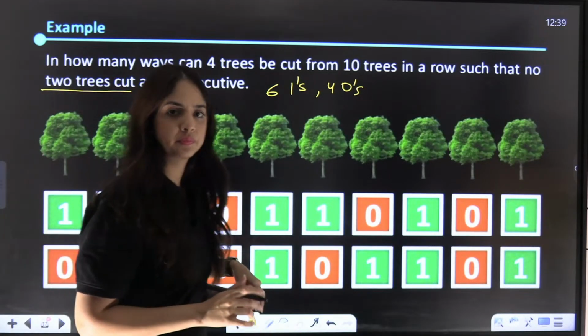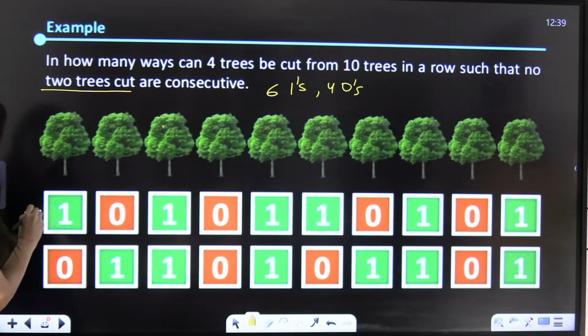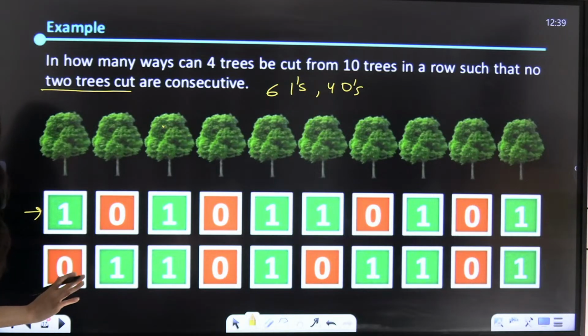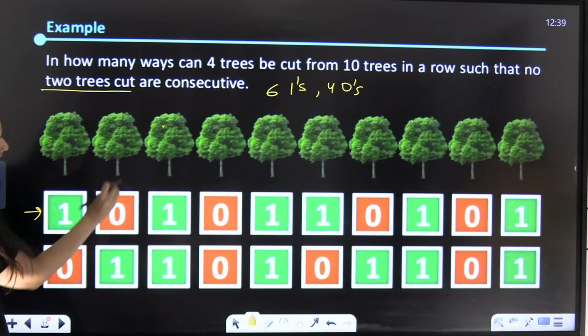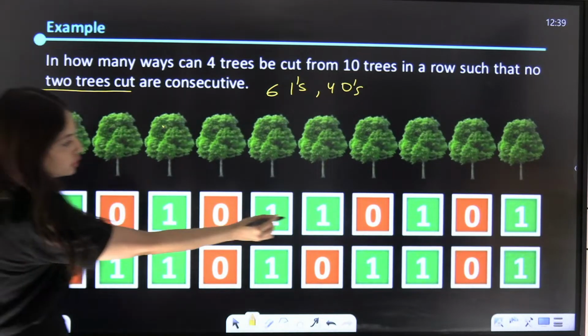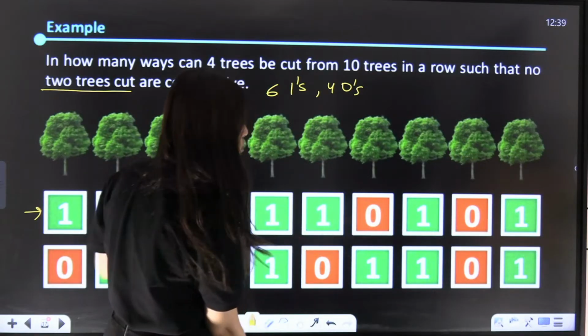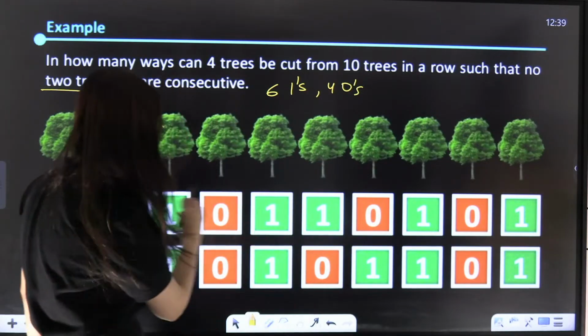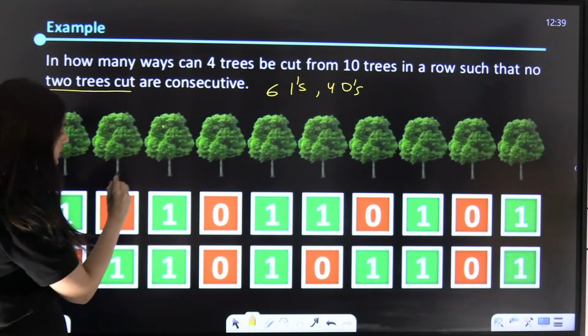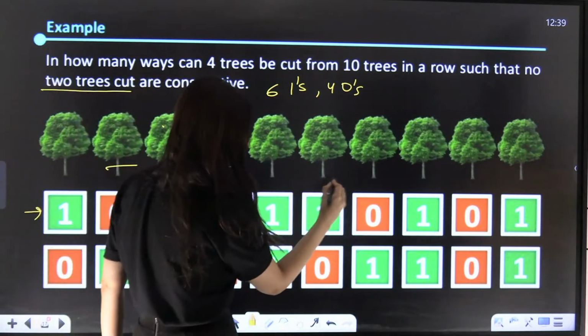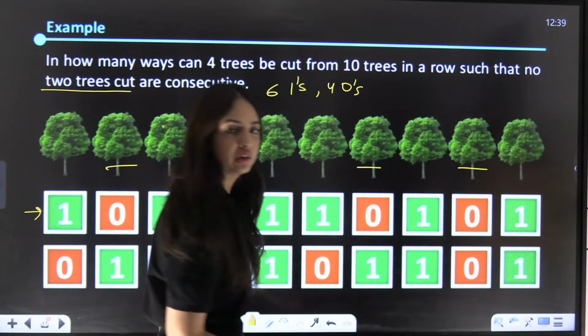Right? For example, let's take a look at this arrangement of ones and zeros. We have this 0, this 0, this 0, this 0. We can see that no 2 zeros are adjacent to each other. We have 4 zeros and 6 ones. So we will cut these 4 trees.